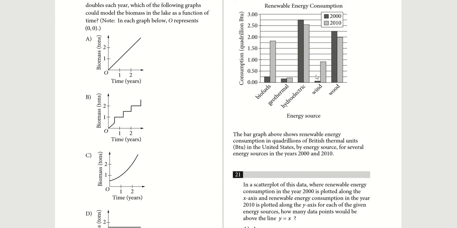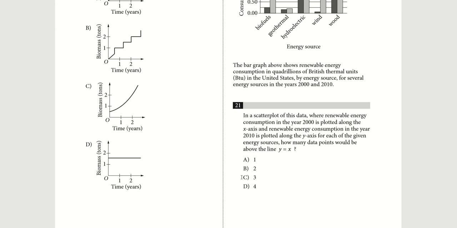Here, again, it increases from 2000 to 2010, so this would be above the line, and here it decreases. So out of these 5, we have only 2 that decrease, so that means there are only 2 points below y equals x, which of course means that there are 3 that are above the line y equals x. So your answer here would be C, 3.